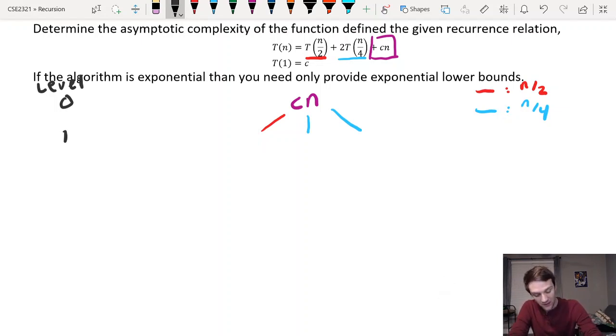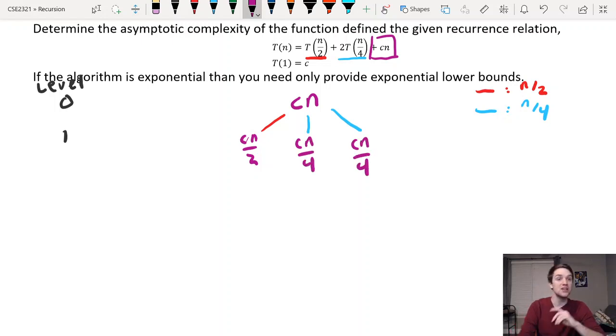So to the left, we have a recursive call of size n over 2. Plugging n over 2 into our additional cost, we get Cn over 2. Plugging n over 4 for the blue branches into our additional cost, we have Cn over 4 and Cn over 4. Each of those three processes will generate three more processes. Each will generate one by dividing the problem size by 2, and two by dividing the problem size by 4.